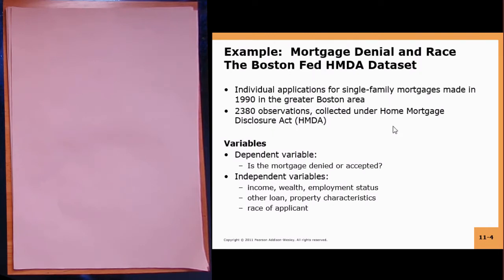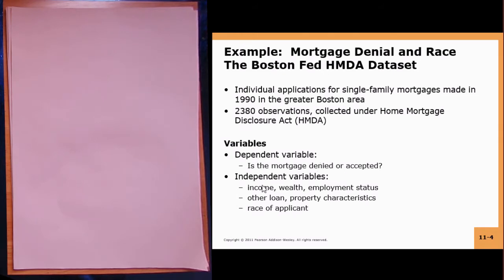This is a data set that has collected data in 1990 in the Greater Boston area. It has 2,380 observations, and this was collected under the Home Mortgage Disclosure Act, which basically says that banks have to disclose the details of the people who applied for mortgages and whether that application was accepted or denied. What are your dependent variables?